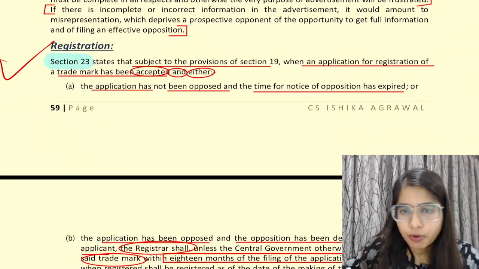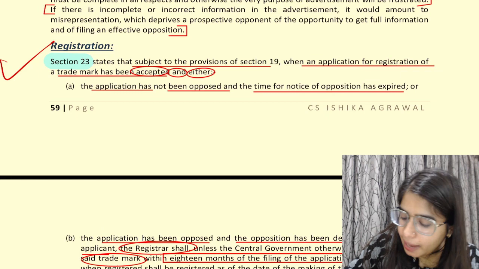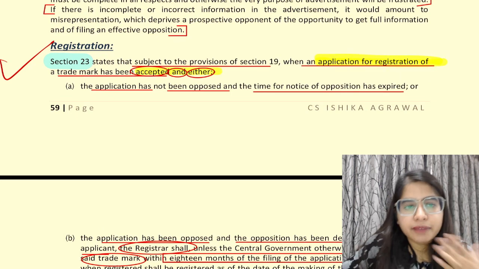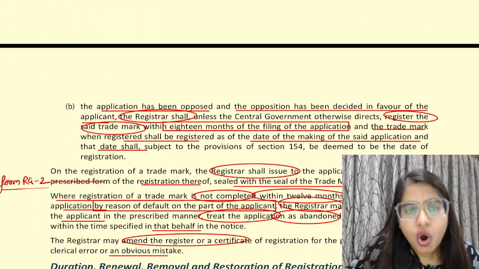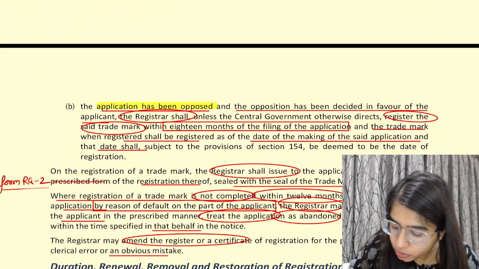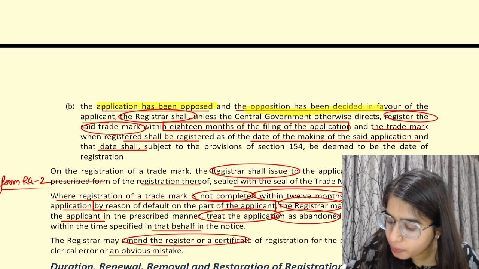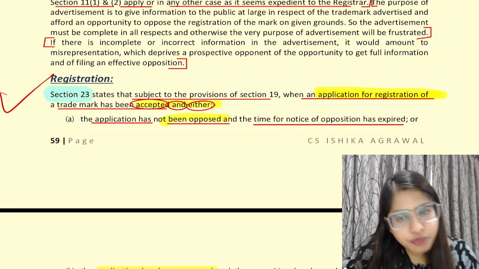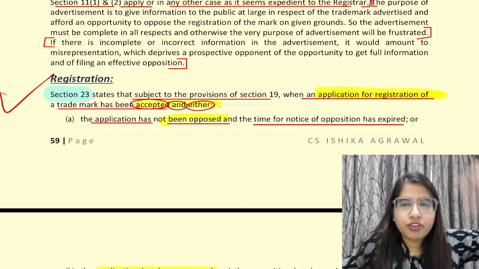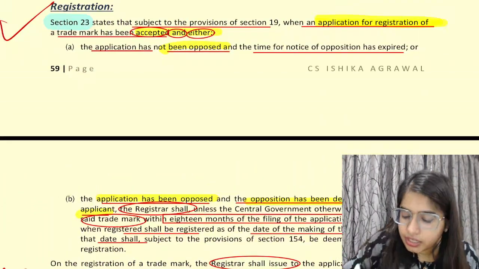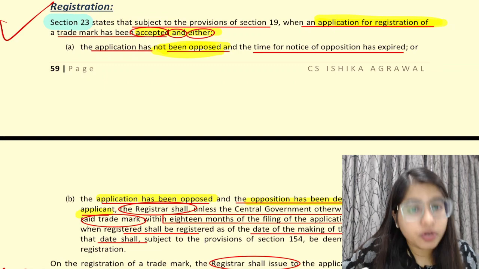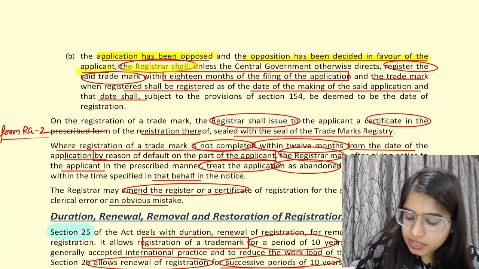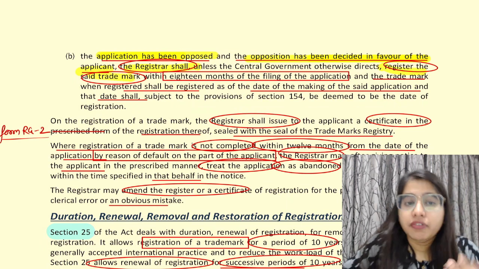See, we are just doing the process of registration, right? When we make an application for registration and that application is accepted, and either it is not opposed, or even if it is opposed, the opposition has been decided in favor of the applicant. Remember the process we are doing. You have made an application for registration. Either it is not opposed at all, no one opposed it, or even if it was opposed, it was decided in our favor. In these cases, the registrar will register our trademark within how many months?